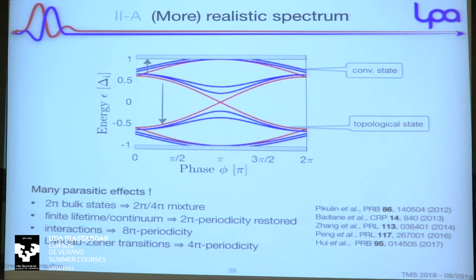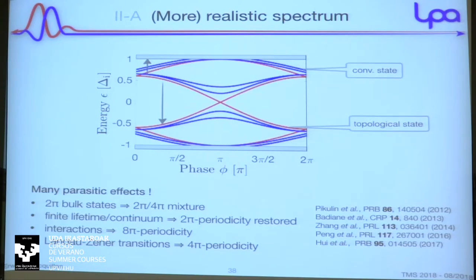Another complexity is simply the fact that, on the opposite, if you drive the phase too fast, then at the crossing here, you can have non-adiabatic processes, and you can move here from one state to the other. And if you do that very fast, then you will just go this way, and you will mimic 4 pi periodicity, even though your initial states are 2 pi periodic. So you have to be fast enough so that there's no relaxation, but not too fast so that you do not induce Landau-Zener transitions at the crossing.